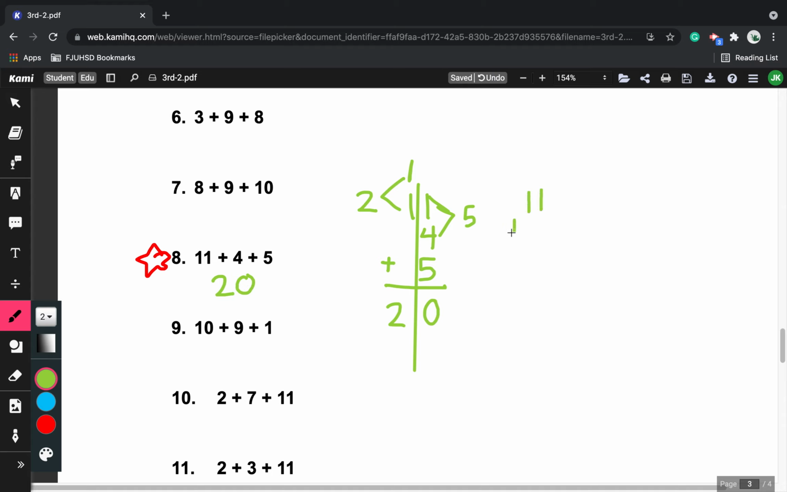Another way you could do this is start with a pair of two numbers. So 11 plus 4 is 15. And then that answer with another pair. So 15 plus 5 is 20. But I just think this way is a bit faster.